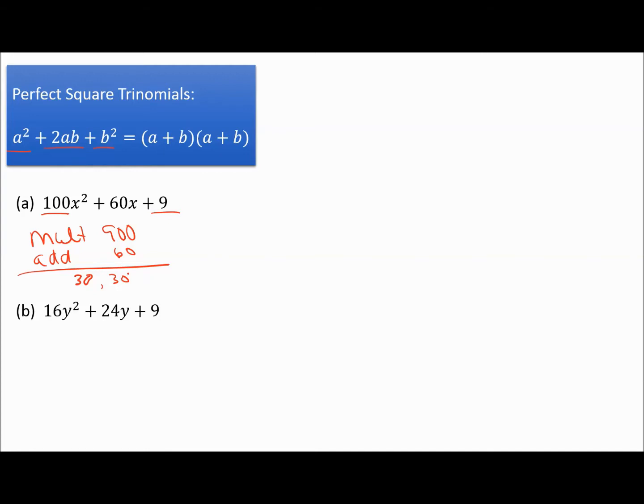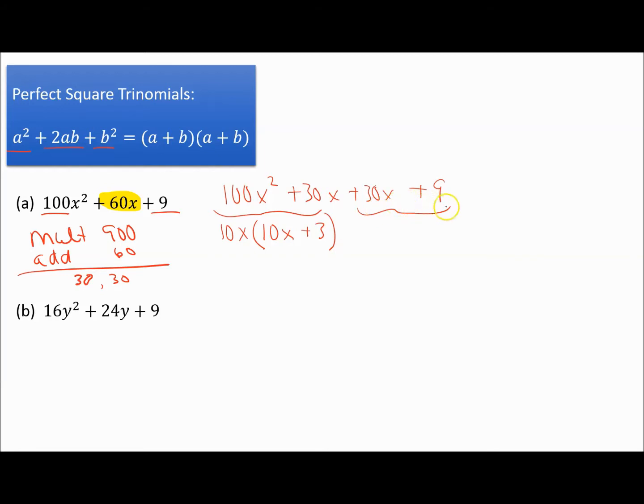Your next step was to rewrite your middle term. So this term right here, 60x, we're going to replace with 30x and 30x. So now we have 100x squared plus 30x plus 30x plus 9. And then you do factor by grouping. When I look at the first two terms only, I pull out the greatest common factor, which is 10x. If I divide 100x squared by 10x, that gives me 10x, and if I divide 30x by 10x, that gives me plus 3.